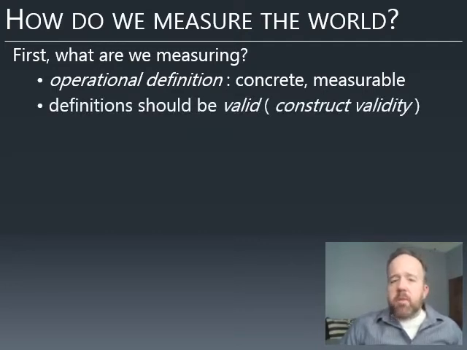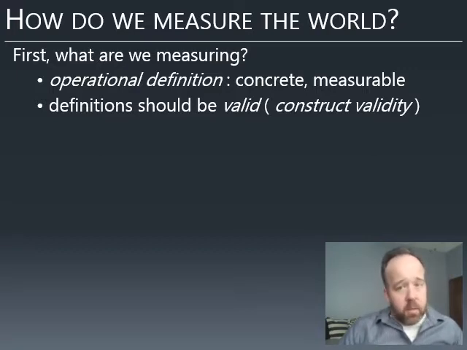A definition should also be valid. And so your book uses the term validity. If you want to get technical, this is what's known as construct validity, which is that the thing you're measuring actually has something to do with the phenomenon you're interested in. So if I was interested in happiness, smiling is a pretty valid measurement to make. It's a pretty valid construct.